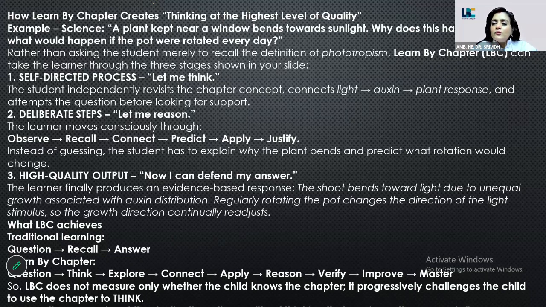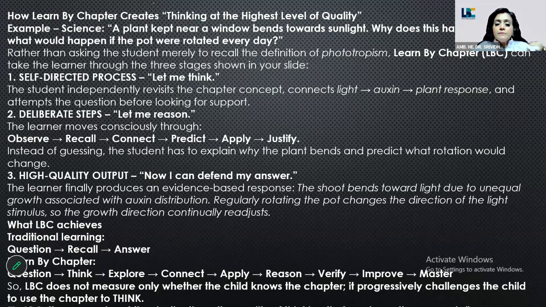So the question where they're going to answer is, yes, why did this happen? The plant is bending towards the sunlight. Why did this happen? Instead of that, the question is changed: why does the plant bend, and predict what rotation could change. So there comes the critical thinking, exactly. Not just that the plant is moving towards sunlight, but what could be the other outcome of rotation that will come in the process?